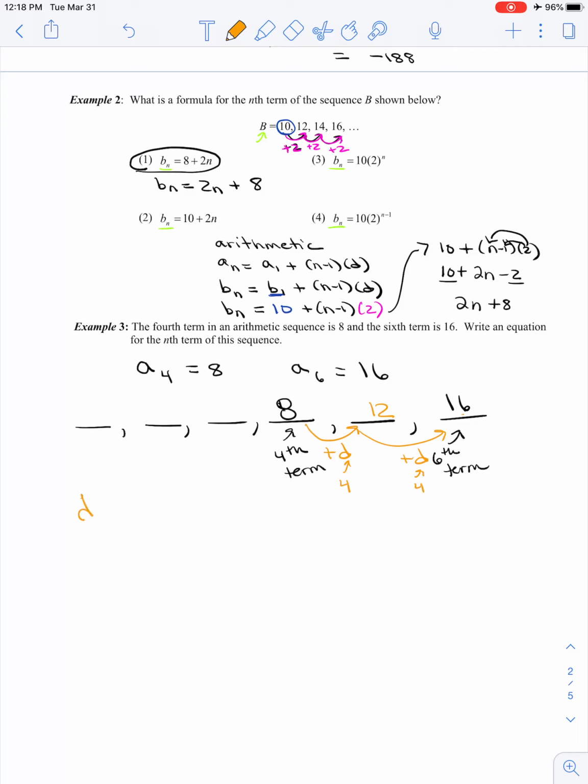So sometimes you can just look at it and figure it out. The other way would be to set up an equation. So you could say, okay, well, I started with 8. 8 was my fourth term.